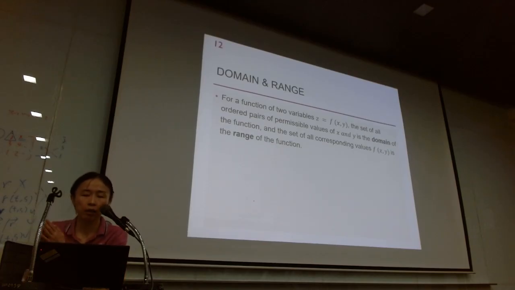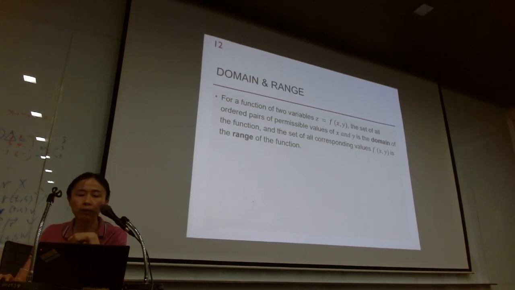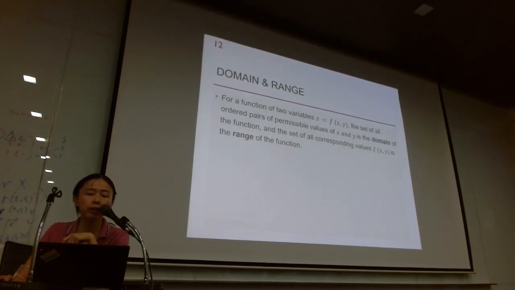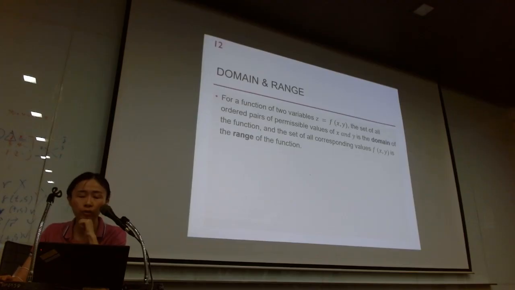Okay. Then the same as before, we will have a domain and range. Domain is to think about the x, y values because they are independent. That means what are the possible values for x and y. So this one is the domain. The possible values of z, this one we call the range, okay? The same as you learned in other courses.